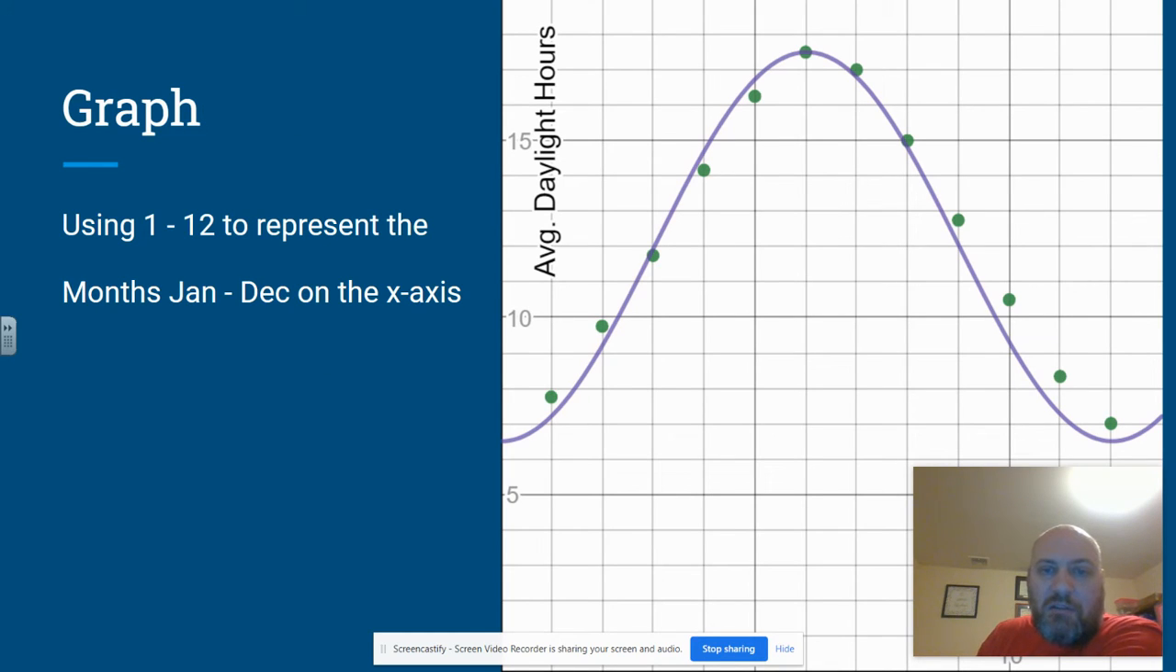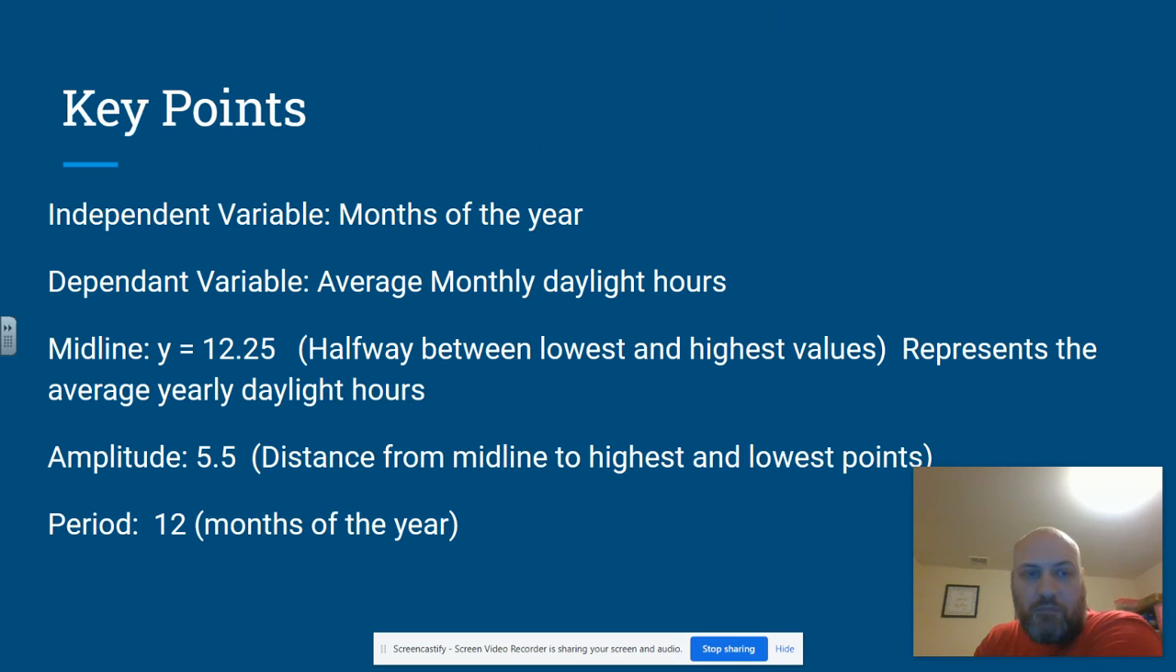So the data points in green represent the data from the table, and the graph is my overlaid equation. My independent variable is the months of the year. That is what is on my x-axis. My dependent variable is my average monthly daylight hours. That is what is on my y-axis.